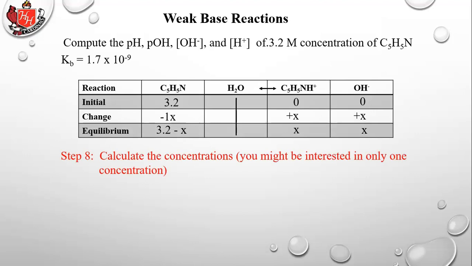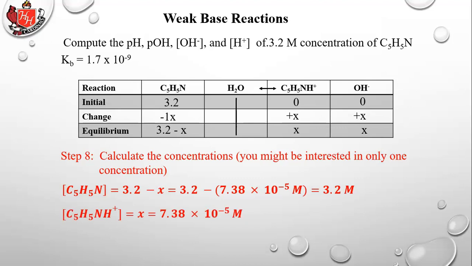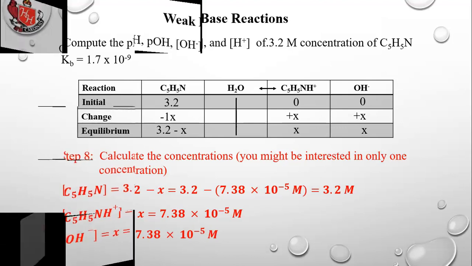Calculate the concentrations, and we're going to do all of them. So there's the concentration of C5H5N. You take 3.2 and you subtract x from it, and that gives you effectively 3.2. Again, x is so much smaller than 3.2. To two significant figures there, it doesn't change it at all. Now there's the conjugate acid there, and that's simply equal to x. Based on the equilibrium line on the Rice table, x is the equilibrium value of that conjugate acid, so it's 7.38 times 10 to the negative 5th, and the same is true of the hydroxide, and that's going to be 7.38 times 10 to the negative 5th molar.